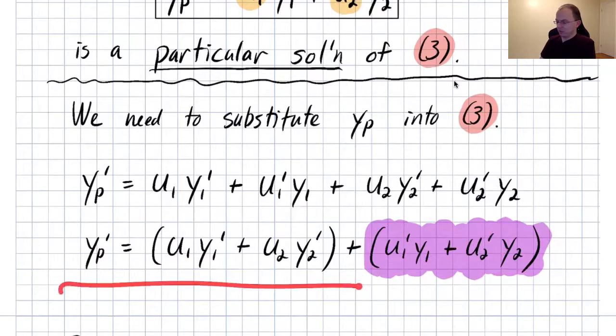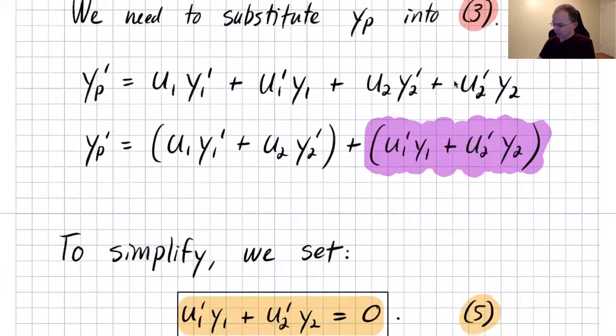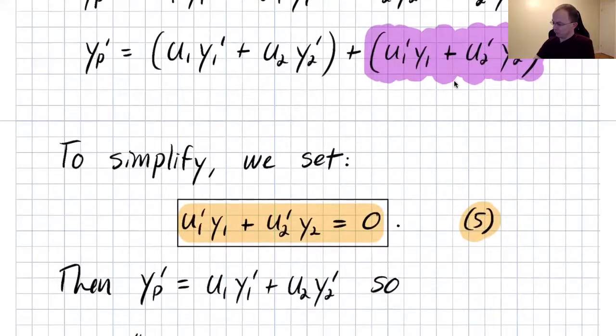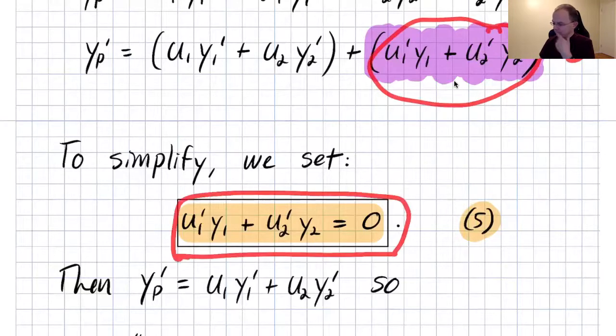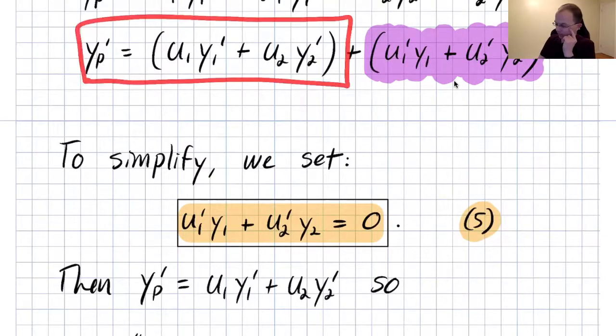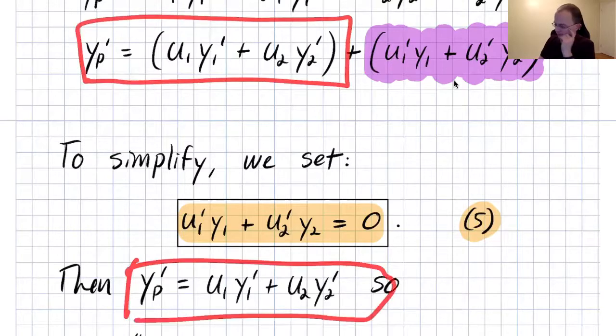And now that's going to be much easier to take the second derivative of. So that's what we do. We set this thing here to be 0. That's what I wrote right here. Let's give this a number. It's called 5, so this equation is 5. That's one of our equations that we need. Now this thing is simplified. It's just this right there.